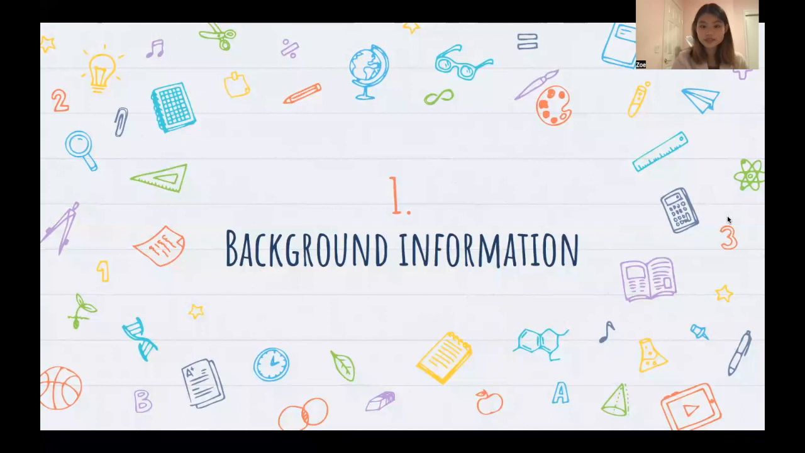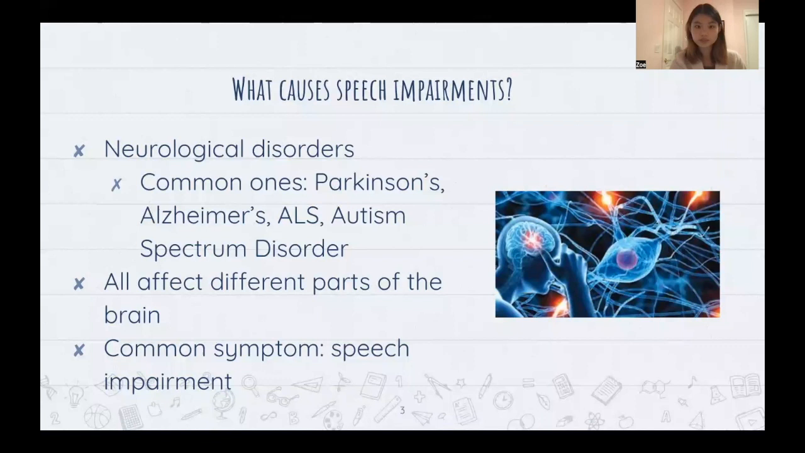So there is one very common cause of speech impairment, which is neurological disorders. Some common disorders include Parkinson's disease, Alzheimer's disease, ALS, and autism spectrum disorder. And neurological disorders all vary significantly from one another, as they all have their own unique characteristics and symptoms. However, one common symptom across most, if not all, neurological disorders is speech impairment.